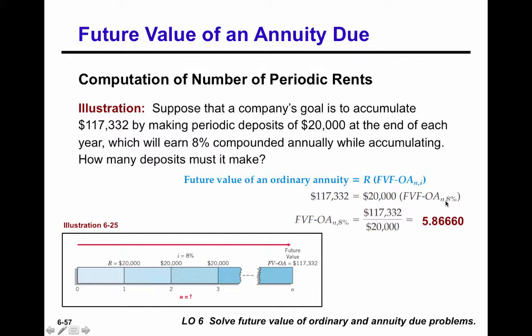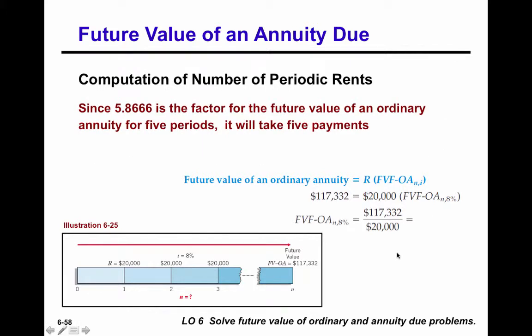Knowing that the interest rate that's available to us is 8%, we now go to this future value factor table. We look in the 8% column and we scan down until we find this factor, or obviously something very close to it. What we see there is that that factor is the future value of an ordinary annuity for 5 periods, and consequently it'll take 5 periods, paying $20,000 a year at 8% compounded annually, to grow to $117,332.